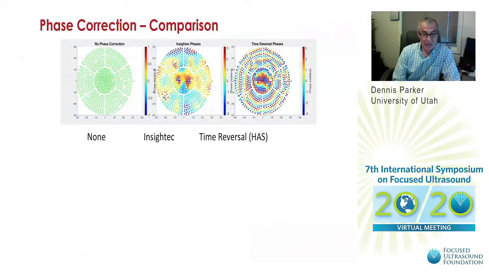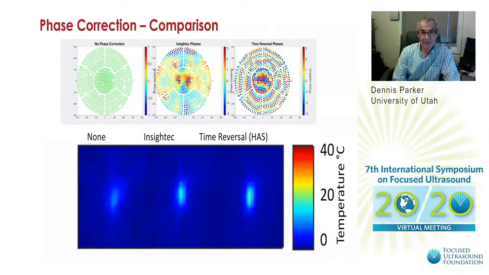We then use HAS forward modeling to predict the beam intensity or energy deposition pattern for the time reversal phases, as well as that for no phase correction and for the phase correction used in actual treatments. This is shown here, where after we get these heating patterns, we then apply the Pennes bioheat equation with published tissue thermal properties to obtain patterns of temperature rise.